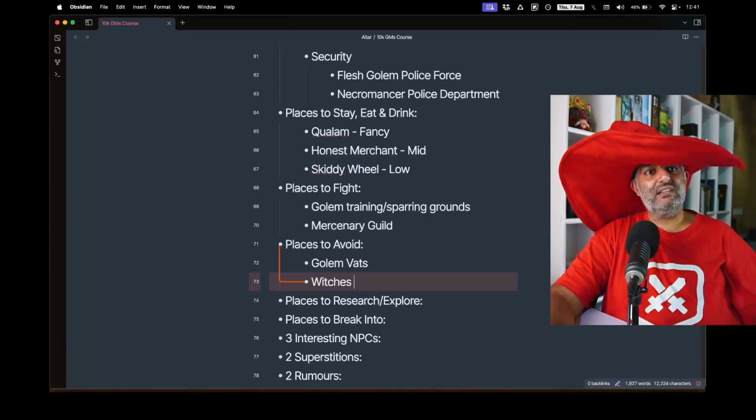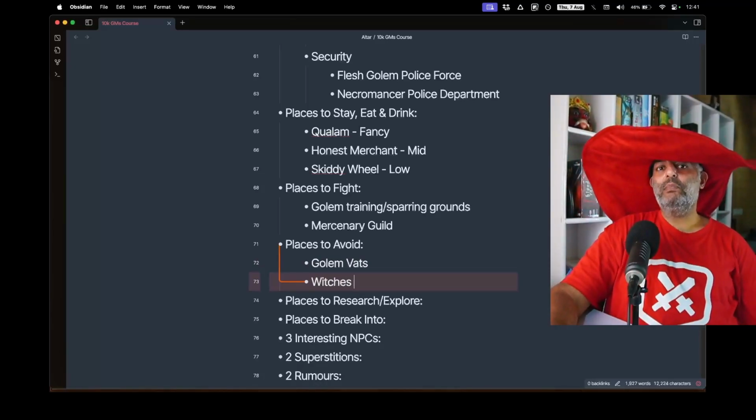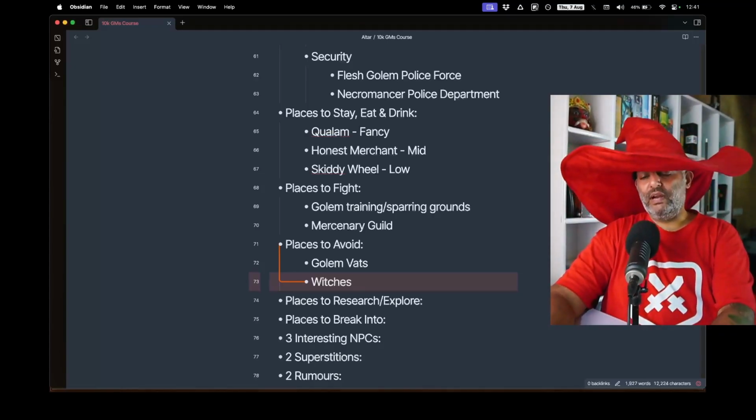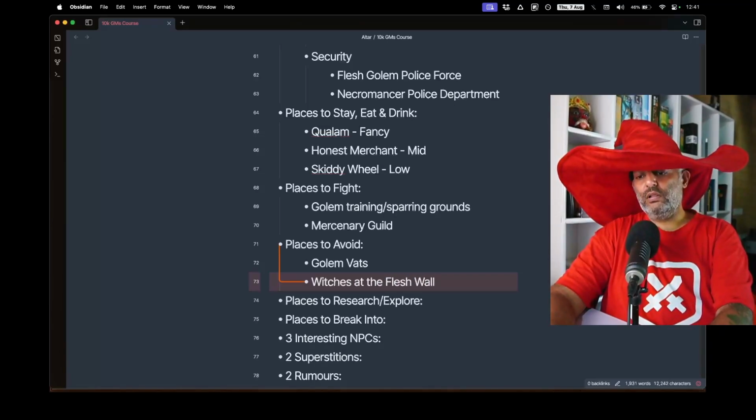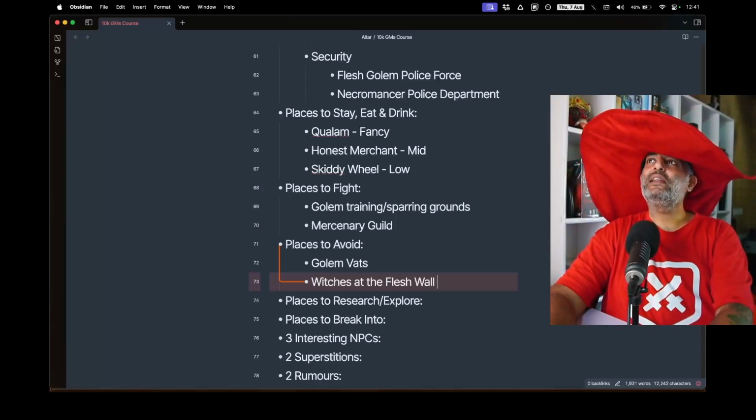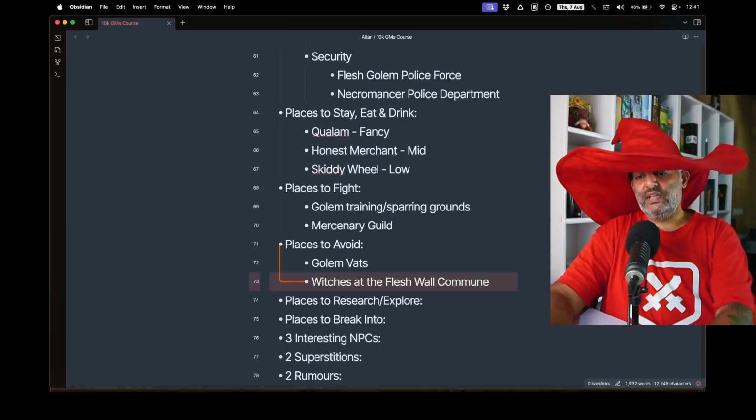Coven is like such a trite term. I'm imagining it's like a bunch of like 6 or 7 different huts behind a flesh wall, right? So witches at the flesh wall ranch? No, ranch is like so American. Um, commune. Commune sounds good. All right.